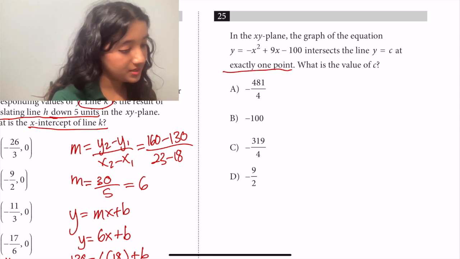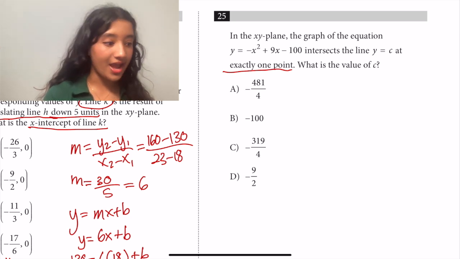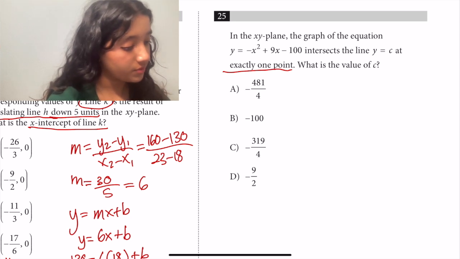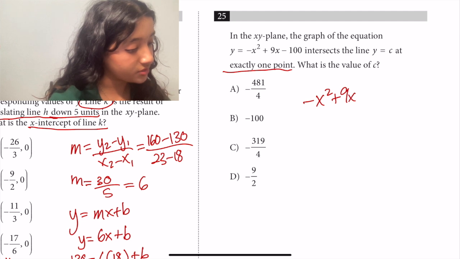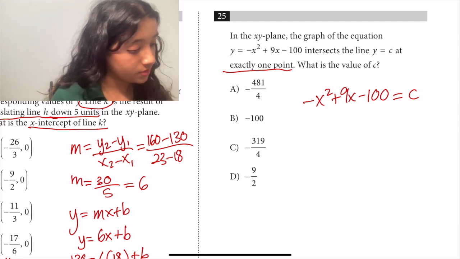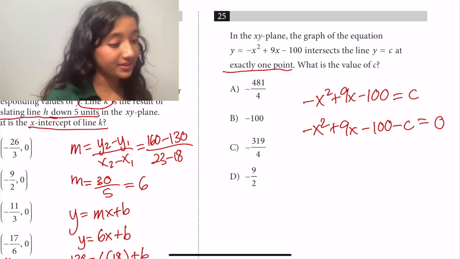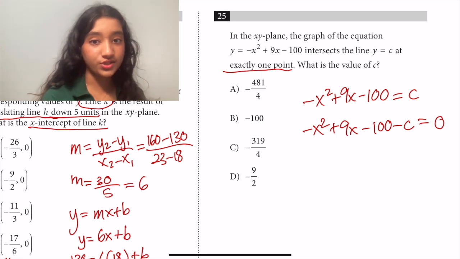So first, let's think about our different graphs. If they intersect at exactly 1 point, first we can represent the intersection as when the two expressions for y are equal. And then we can actually just subtract the c over. So negative x squared plus 9x minus 100 minus c equals 0. And this represents a quadratic equation. And we know that if there's exactly 1 point, that means there's exactly one solution.